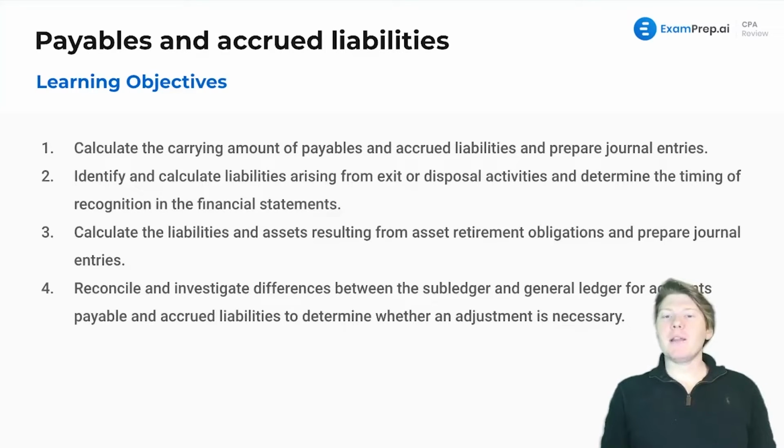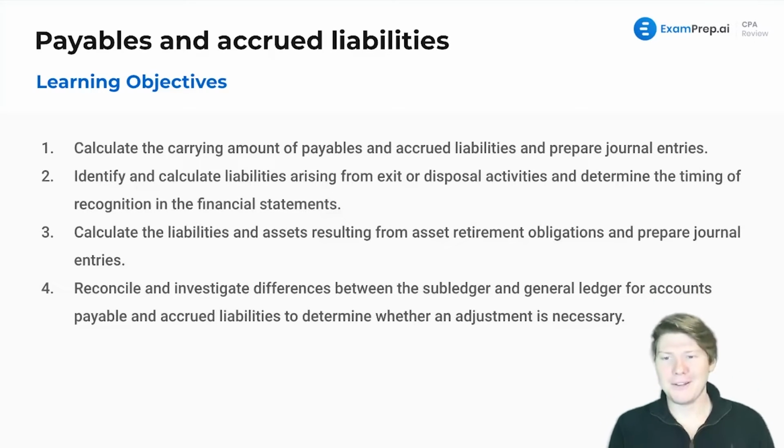We want to identify and calculate liabilities that arise from exit and disposal activities. So we'll see what that means. Basically, when you abandon a business segment, and determine the timing of the recognition of these in the financial statements. We also want to calculate the liabilities and assets resulting from asset retirement obligations and prepare journal entries there.